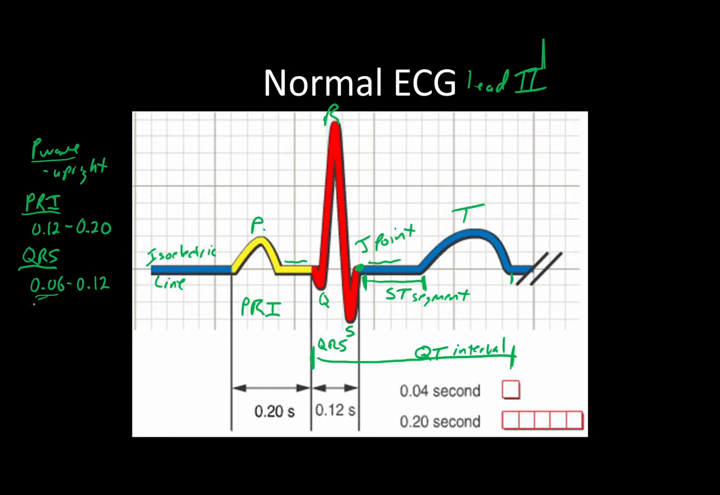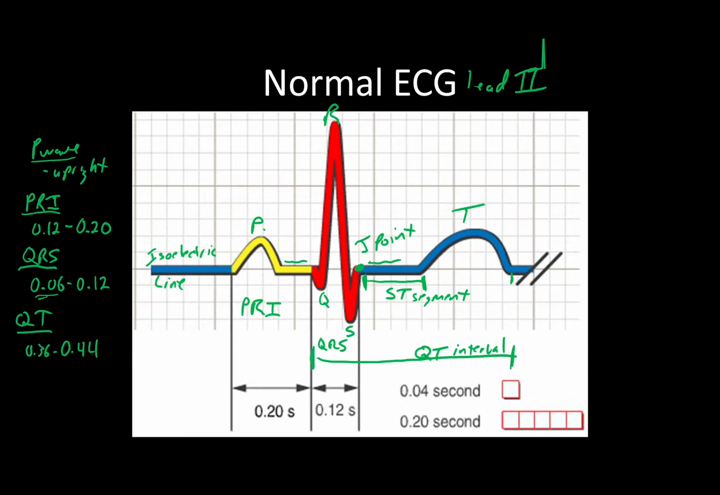Last but not least is going to be your QT interval. And your QT interval in a normal healthy adult should be anywhere in the range of 0.36 to 0.44. If it's longer than that, you've definitely got a problem. If it's more narrow than that, not necessarily an issue. We tend to be more concerned about when it's too long.